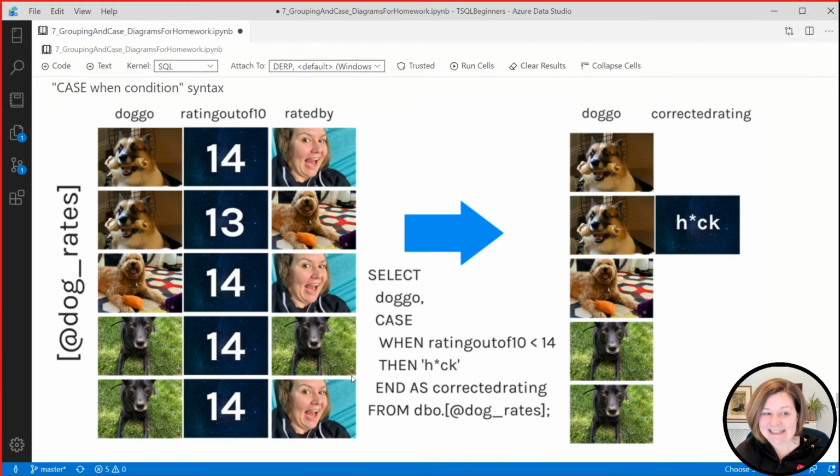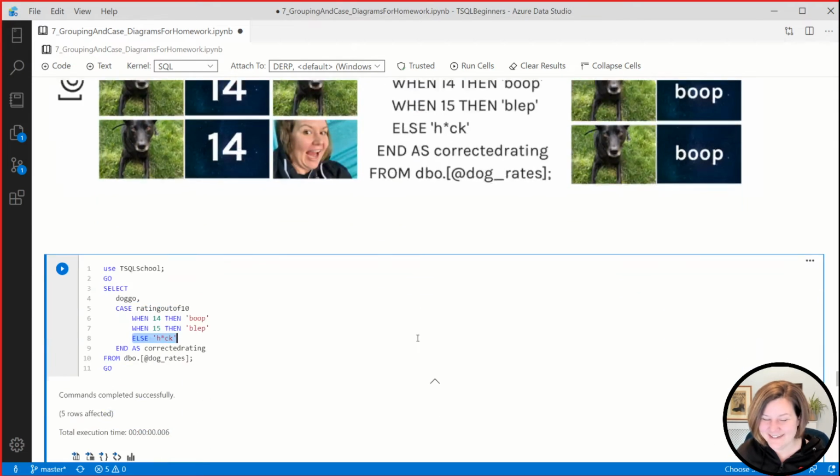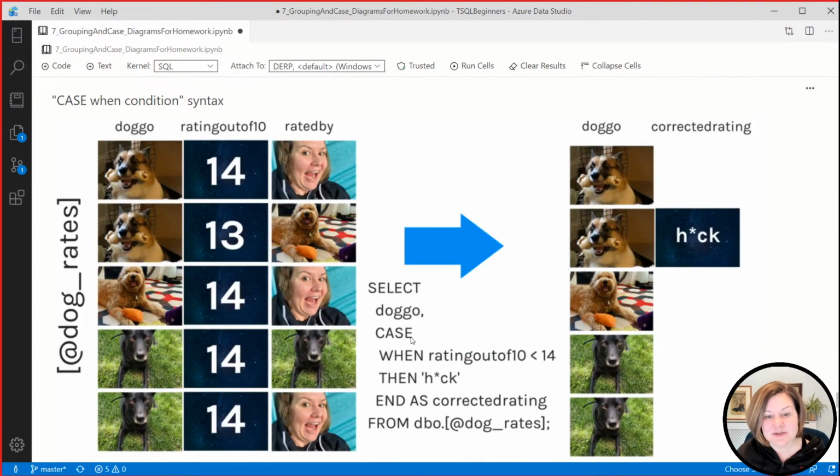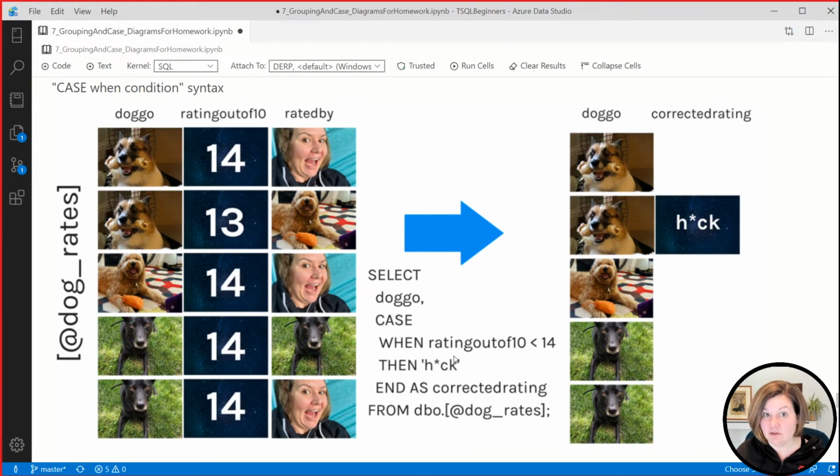Okay, this is the second syntax of case, and it is CASE WHEN condition. Last time, we had case immediately followed by the column name. This time, that column name isn't there. This time, it's case, and we go straight to when. And this lets you do things like when the rating is less than that, then heck, right? And you can make it far more complicated as well. But this one is simply saying case when rating is less than 14, then do heck.